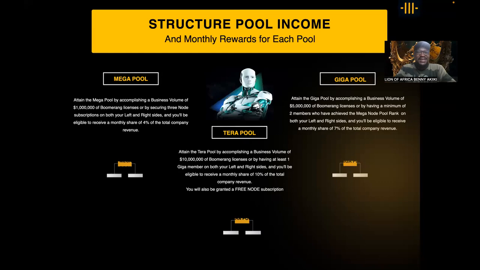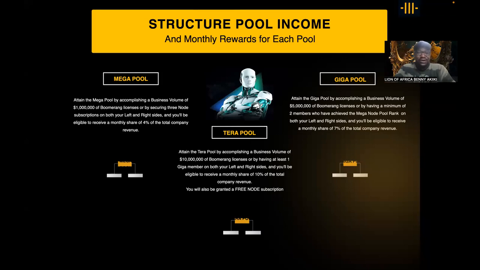And guess what? At the end of the month, 4% from the total sales of the company will be thrown into that pool. And there will be a number of you that are at mega, so you're going to share the 4%. Because you are having a big team, sales are happening. Before you know it, you have 5 million left, 5 million right. You enter the giga pool. The company adds 3% to what you were receiving, because you remain receiving the 4% for life. That's the story I have. And that's what I know.